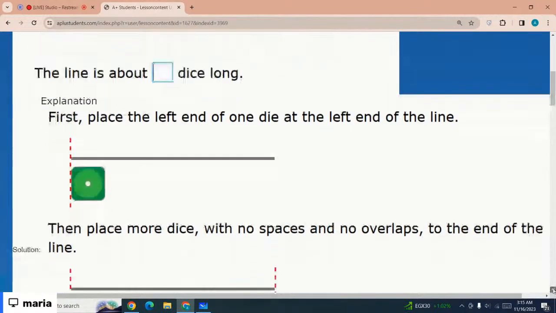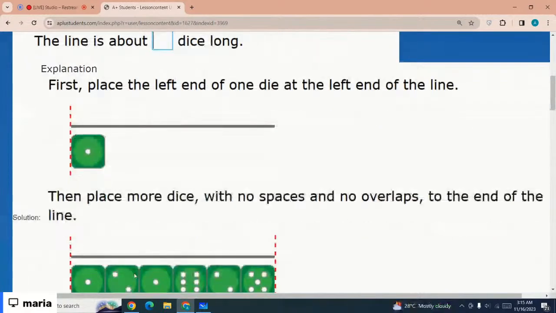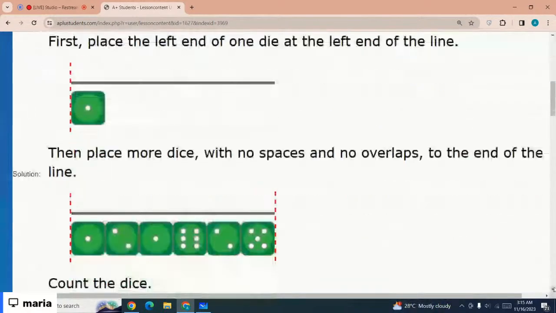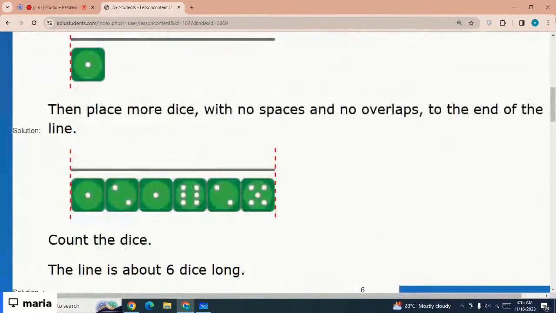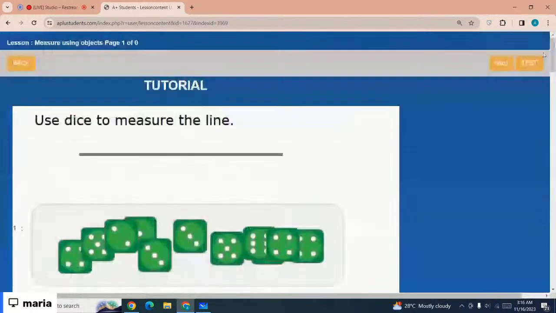So you can count 1, 2, 3, 4, 5, 6. That means the length of this line is about 6 dice long. Got it? That's how you measure using different objects. So the length of the line is about 6 dice long.